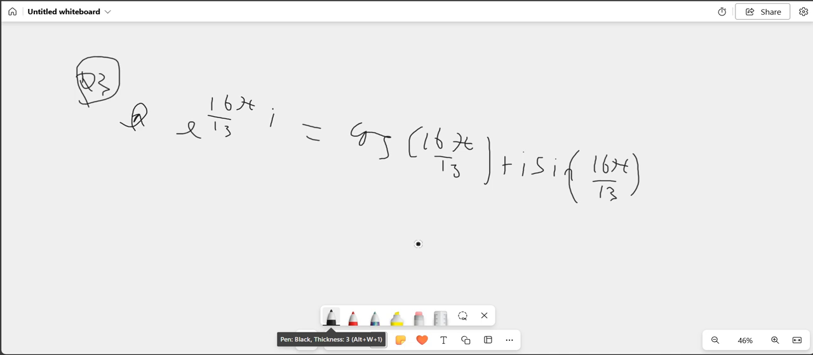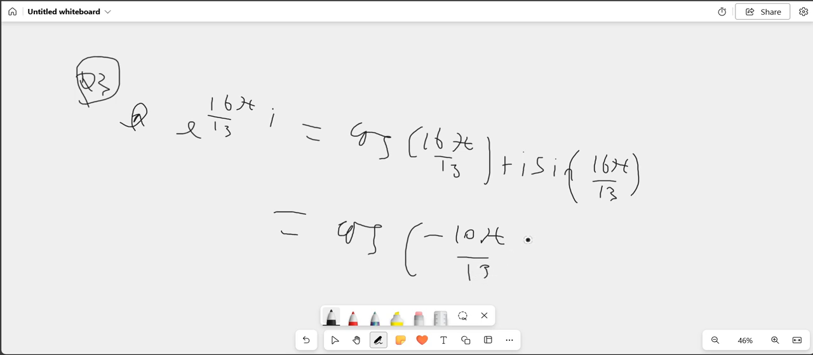So take away 2 pi from that, to get it back in the range. So it's going to be cos 16 pi over 13. In your calculator, put 16 pi over 13 and then take away 2 pi. It will give you minus 10 pi over 13. But you can also work it out. Plus i sine minus 10 pi over 13. Well, that's the final answer.